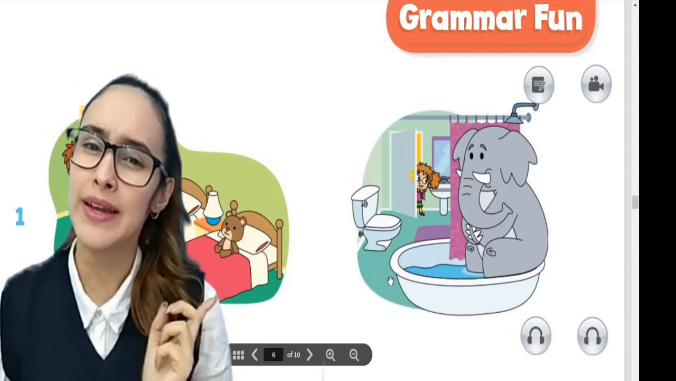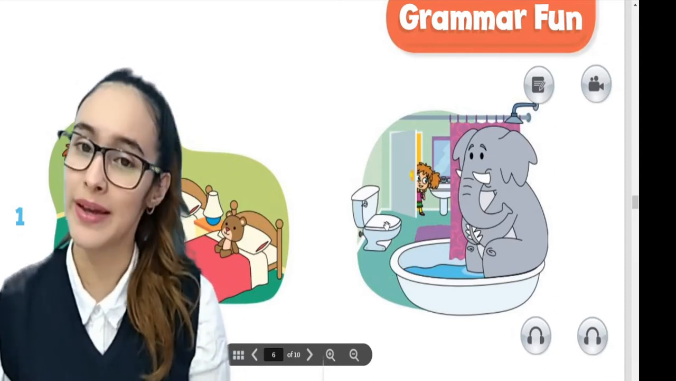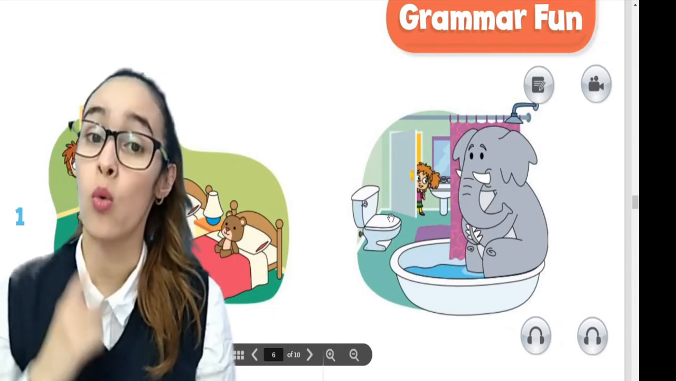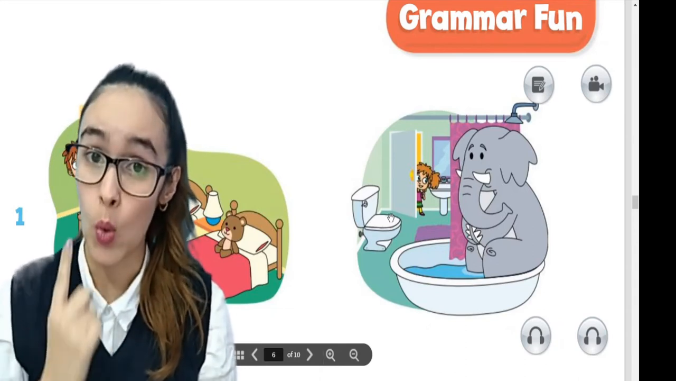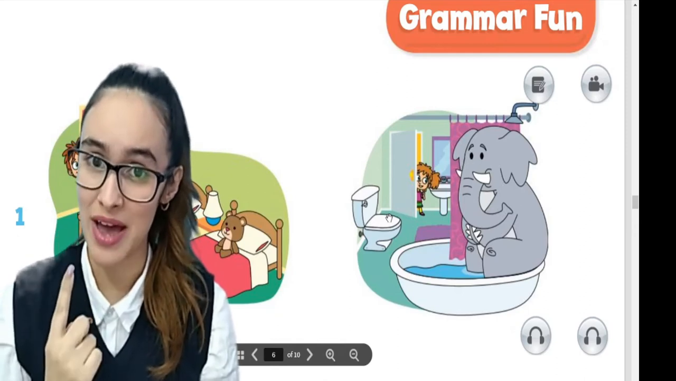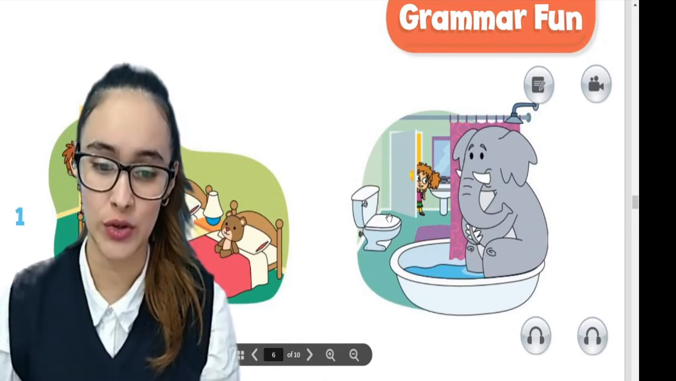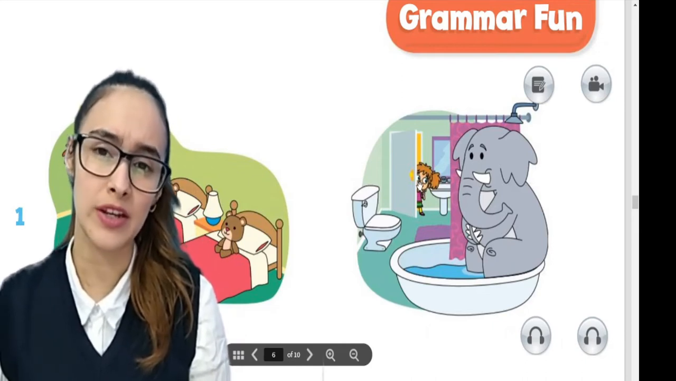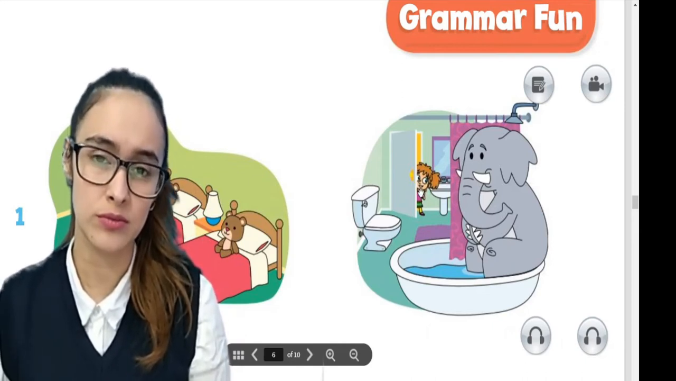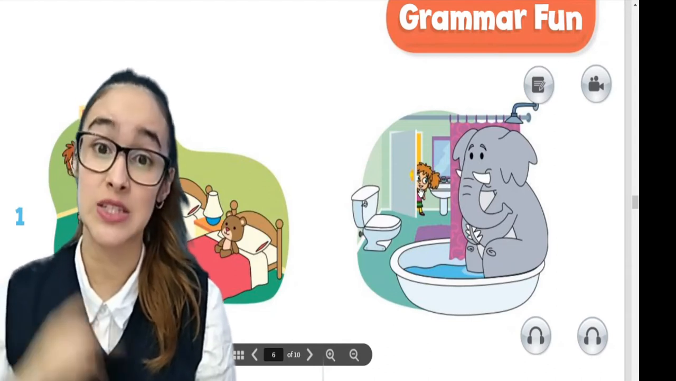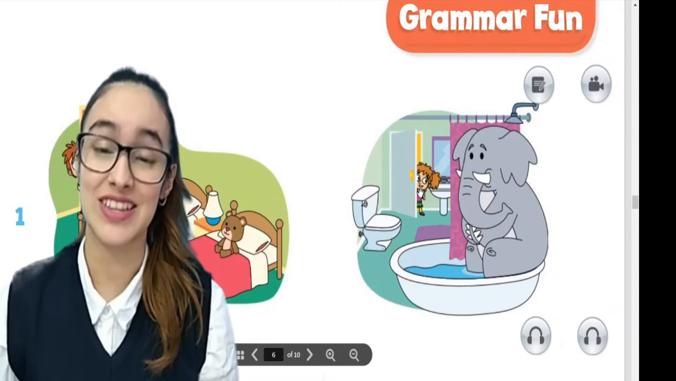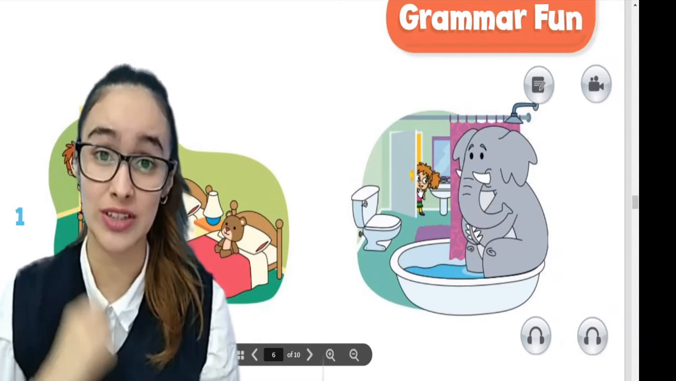Now, how many toilets are in the bathroom? One. There is one toilet in the bathroom. Yes. Good. How many girls are in the bathroom? There is one girl in the bathroom. Yes, there is one girl in the bathroom.